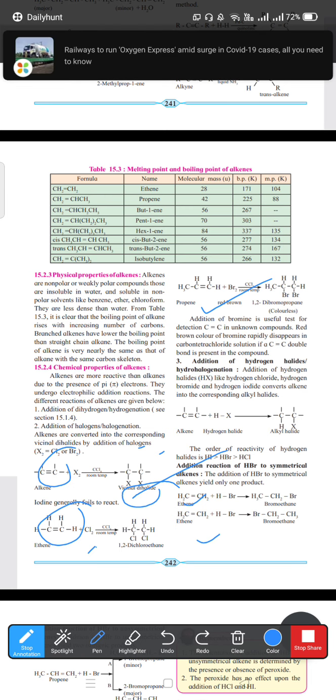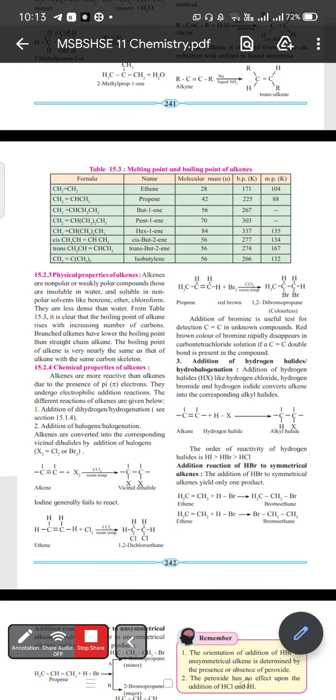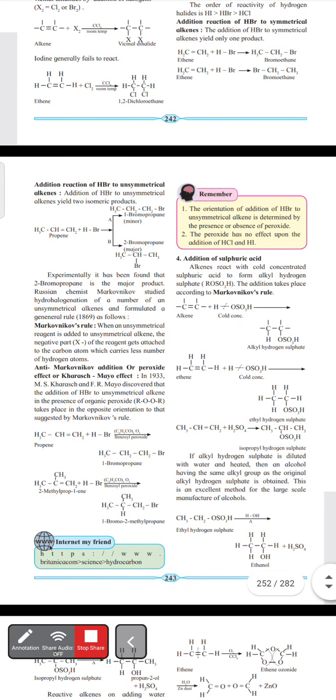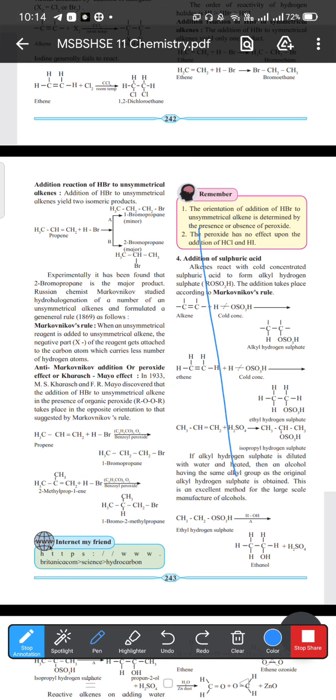Now the next part of this reaction that we want to see is the addition reaction of HBr to an unsymmetrical alkene. In that, propene reacts with HBr. Here addition of Br goes to the doubly bonded carbon. And here there are two possibilities. First of all, Br attaches to the first carbon atom from the right side. So we'll get CH3CH2CH2Br. It is 1-bromopropane. It is the minor product.